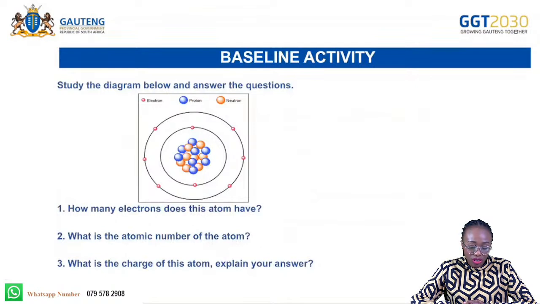The first question, how many electrons does this atom have? Number 2, what is the atomic number of the atom? And then number 3, what is the charge of this atom? Explain your answer. Take 3 minutes to quickly answer all these 3 questions. Don't forget to send in any questions you may have to our WhatsApp line, which is 079-578-2908. Also, send in pictures of your solutions of this baseline activity. See you after 3 minutes.